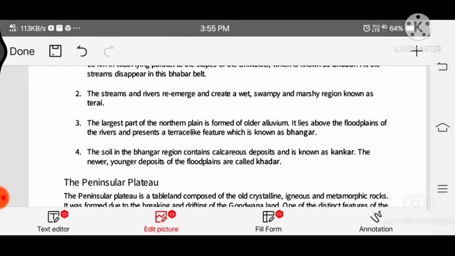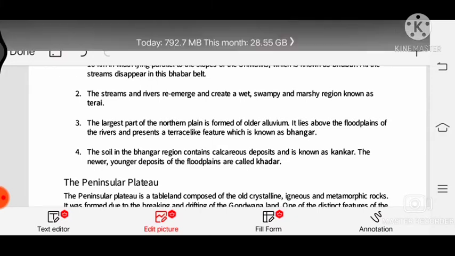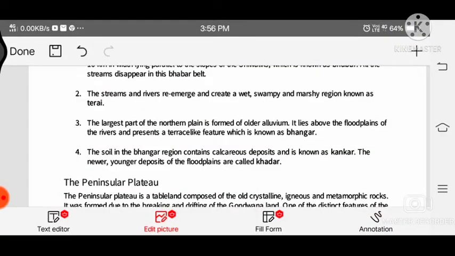Second point, the streams and rivers emerge and create a wet, swampy and marshy region known as Tarai.